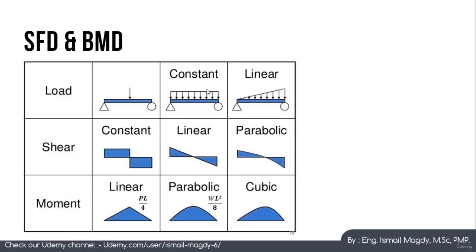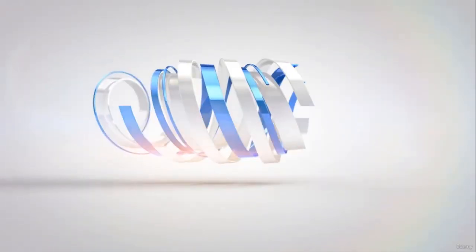In case of a constant distributed load, the shear force will be in this shape with a value of WL over 2 on each side, and the bending moment diagram will be in the shape of a parabola with a value of WL squared over 8. In case of a triangular distributed load, the shear force will be in this shape, in the shape of a parabola, while the bending moment will be in a cubic shape. So now, let's have a couple of examples of this.